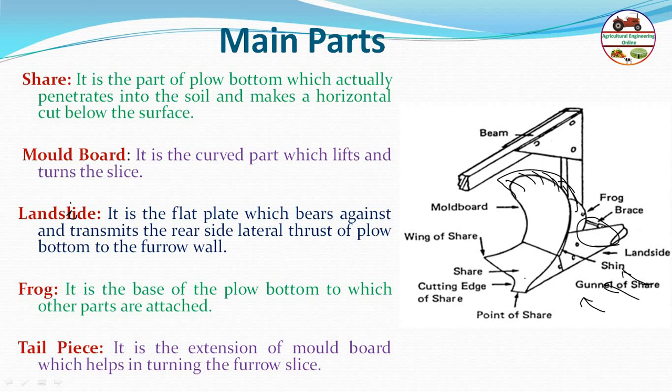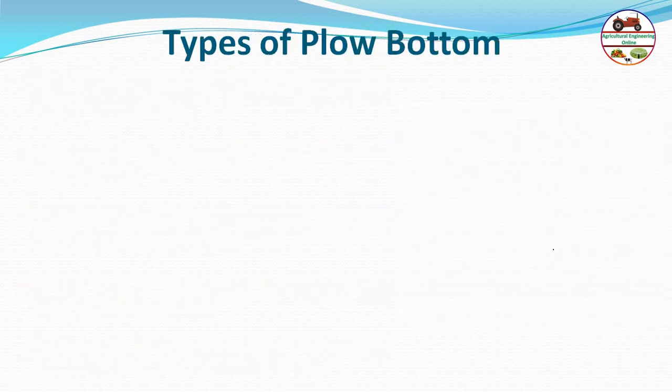Then the seam of the share, the cutting edge of the share, and the wing of the share, if a little width is given. Then the point of the share, where the cutting actually starts. Then the gunnel of the share, the rear portion of the share, is called the gunnel. Then types of plough bottoms.